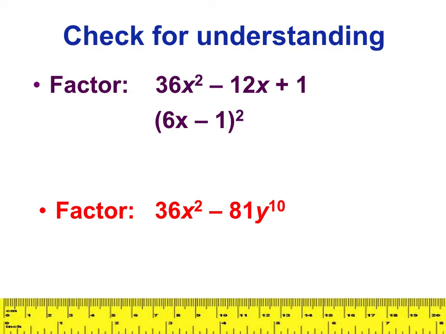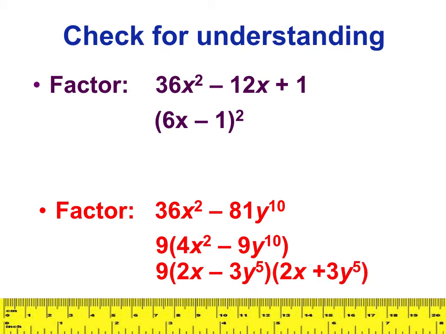Now this last example, while both terms are perfect squares, and I could certainly factor using the difference of perfect squares, I'm also noticing that there's a common factor of 9 which can be factored out. That's going to be helpful because 9 is a perfect square. Now the remaining binomial, both terms are perfect squares and there's a subtraction sign between them. So it's 2x minus 3y to the 5th times 2x plus 3y to the 5th. And don't forget that factor of 9 that you had taken out.